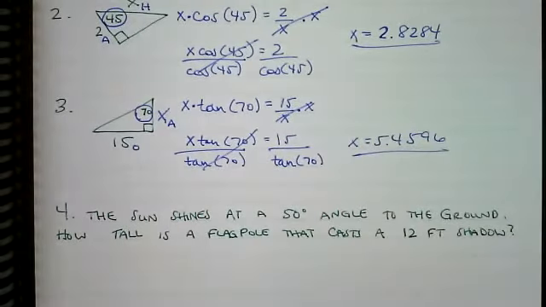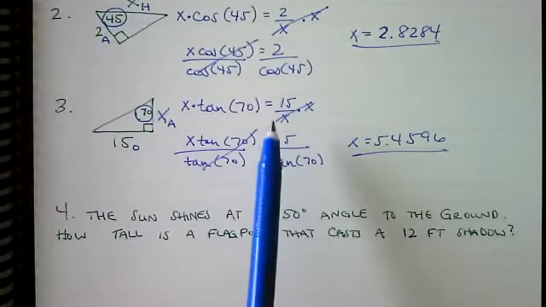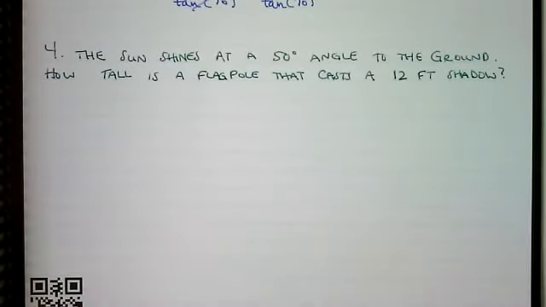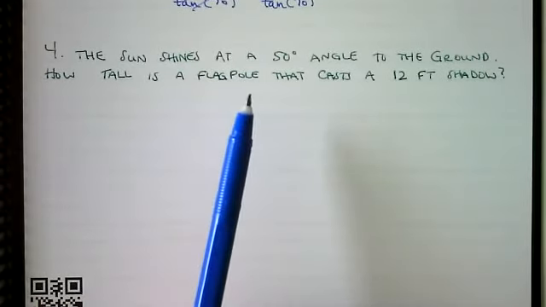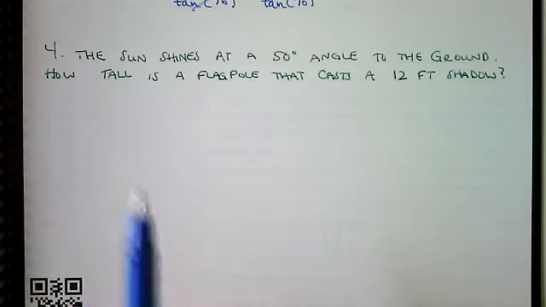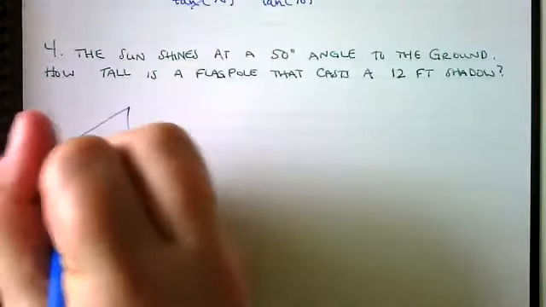Okay, so for each time, first find your angle, then label your sides, and then just fill it into the ratio and solve. So last one that we have is a word problem here. So we have the sun shines at a 50-degree angle to the ground. How tall is a flagpole that casts a 12-foot shadow? So the first thing that you want to do is you want to draw yourself a triangle, and you want to label all the pieces.